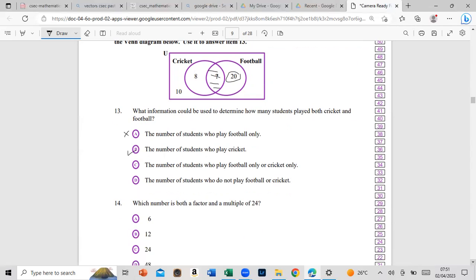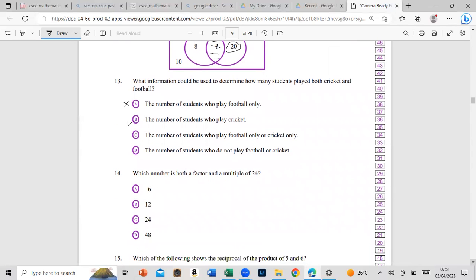All right, let's move on to 14. Which number is both a factor and a multiple of 24? Now, factor means the number can go into it without leaving a remainder. Multiple means you multiply to give it a number. All of these, 6, 12, 24, are factors. So we can eliminate 48 right away. 48 is not a factor of that. And these are not a multiple of 24. You cannot multiply by your own number to give you that, so 24 is our answer.